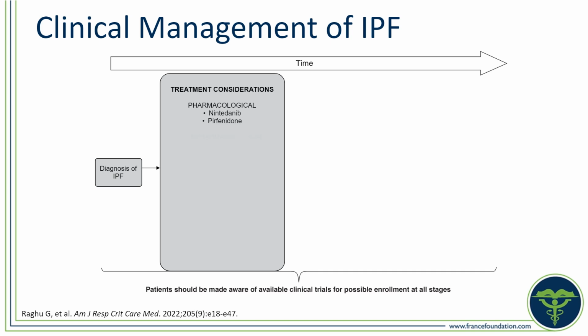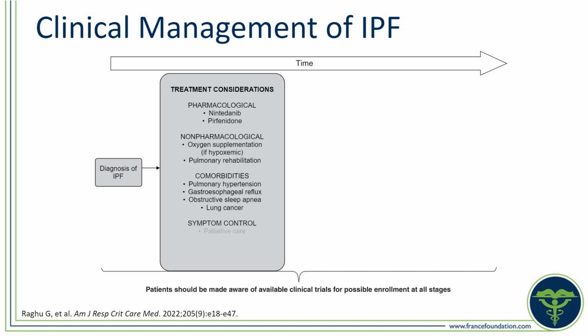But there are also important non-pharmacologic treatments, including oxygen supplementation, the use of pulmonary rehabilitation, and identification and treatment of important comorbidities such as pulmonary hypertension, gastroesophageal reflux, obstructive sleep apnea, and lung cancer. And then an important tenet of management for these patients is focus on symptom control and potentially collaborating with a palliative care team to help manage symptoms and sometimes end-of-life considerations.